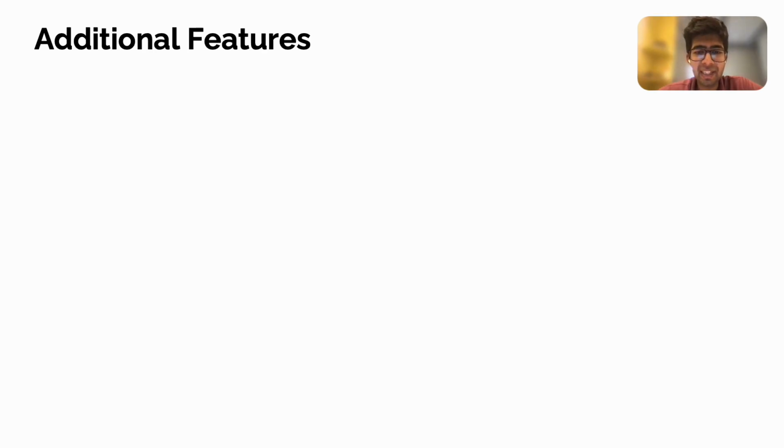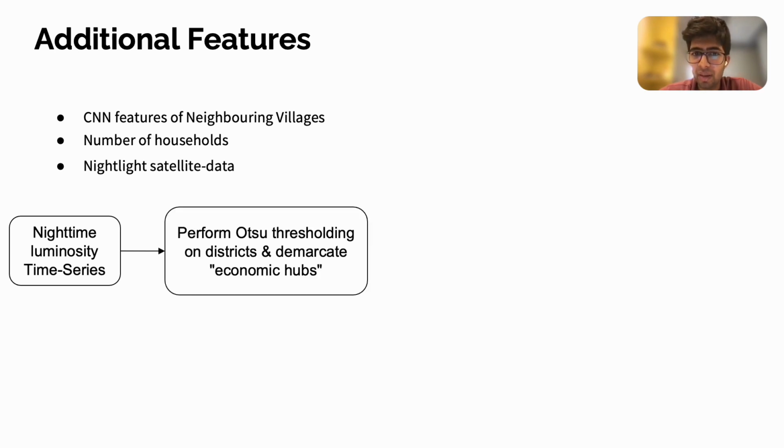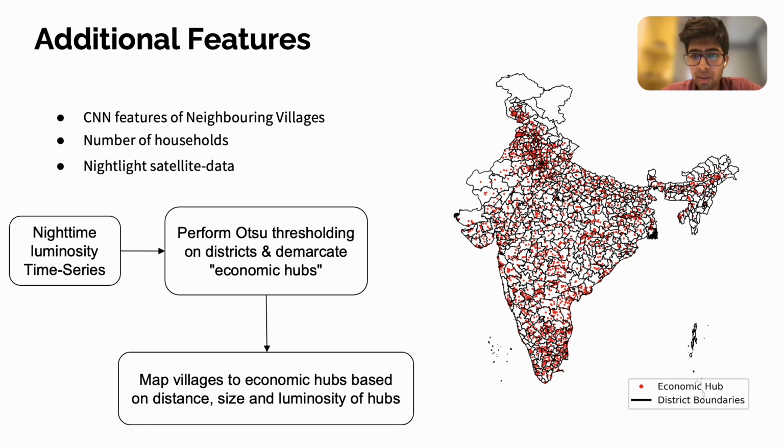We also use additional features to make better predictions. These include CNN features of neighboring villages, number of households data from the census, and nightlight data. We use nighttime luminosity time series to create nightlight features for villages. We first perform Otsu thresholding to identify economic hubs within districts. We then map villages to these hubs based on distance, size, and brightness. You can see the economic hubs within the districts of India in the image on the right.